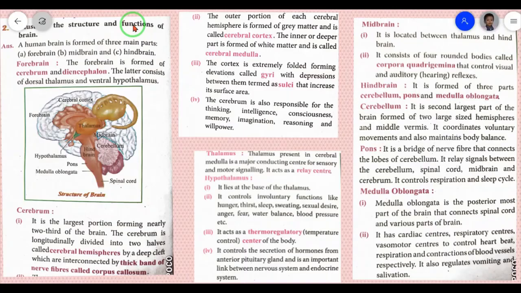Long answer question: illustrate the structure and functions of the brain. So write the parts of the brain, then for each part, write its functions. So this is the answer, the long answer question. How to learn thoroughly.